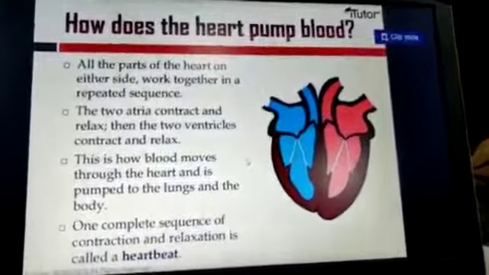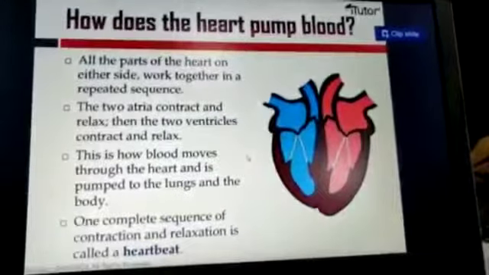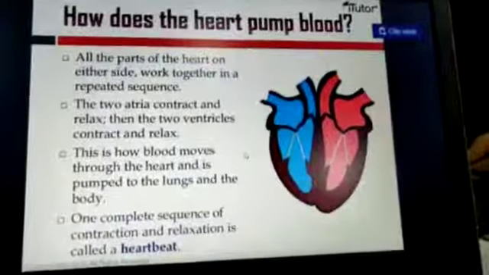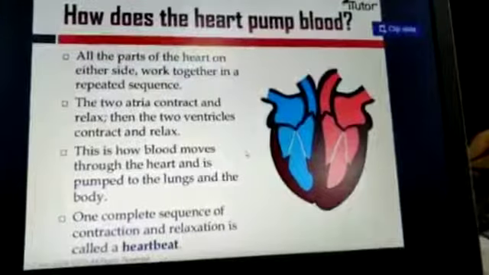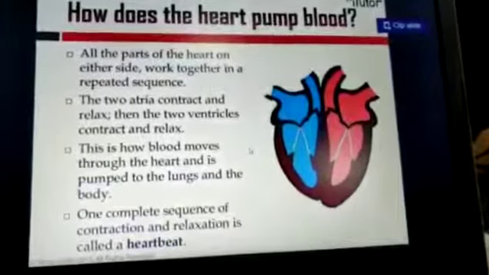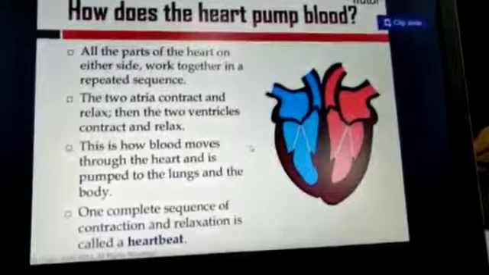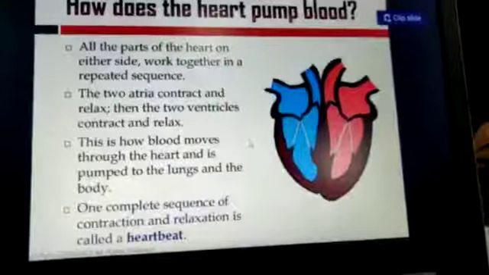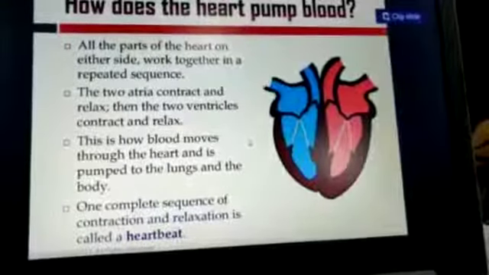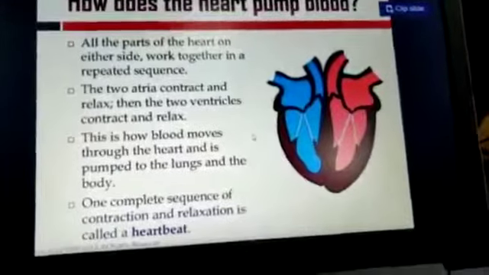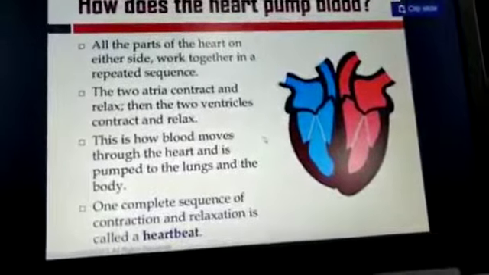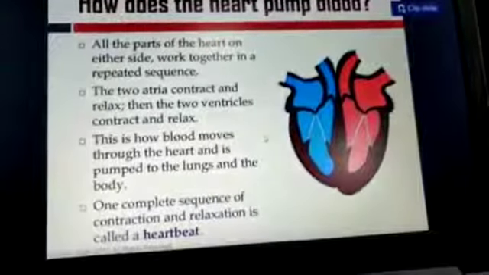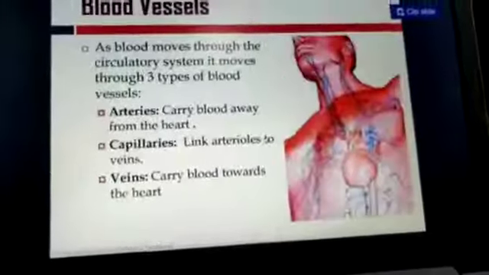How does the heart pump the blood? First, all the parts of the heart on either side work together in a repeated sequence. The two atria contract and relax, then the two ventricles contract and relax. This is how the blood moves through the heart and is pumped to the lungs and the body. One complete sequence of contraction and relaxation is called a heartbeat.